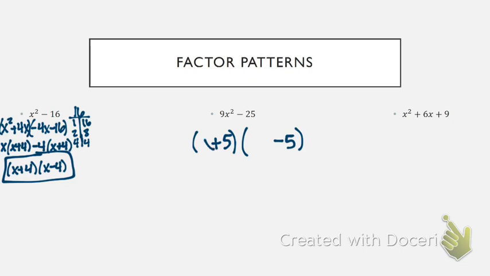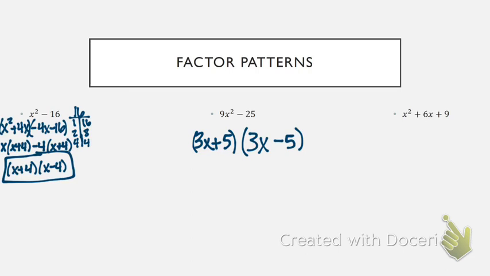However, if you look at this equation, you have 9x squared minus 25. So with this 9, it's not just going to be x plus 5, x minus 5, because then if we redistributed, we wouldn't get our 9x squared that we need. So we also have to take the square root of a and put that with x. So the square root of 9 is 3. So this is going to be 3x plus 5, 3x minus 5.